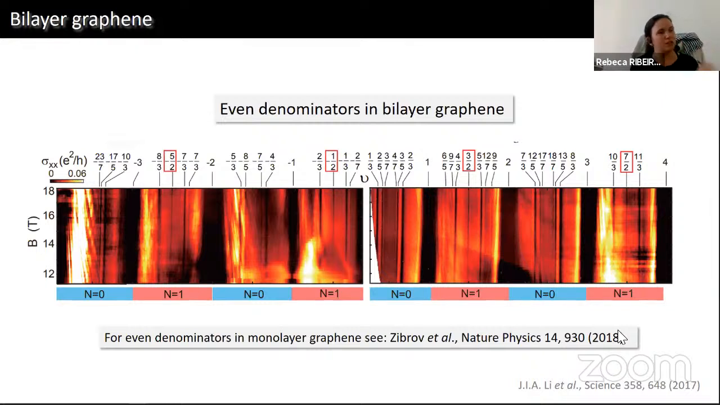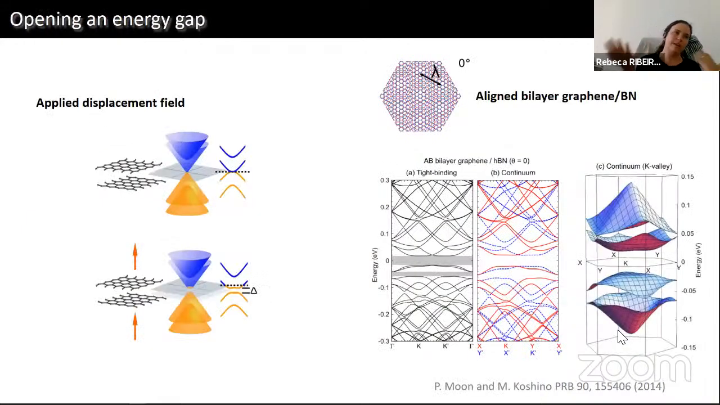But what concerns us today is how to open a gap in bilayer graphene. So we know two ways to do this. We can either apply a displacement field, an out of plane electric field that will create an asymmetry between the two layers, and it will open an energy gap. This has been already proved by ARPES, by electron transport, by every means possible in the world. And we can also align bilayer graphene with boron nitride. And in this case, it has been predicted to have a very interesting band structure.